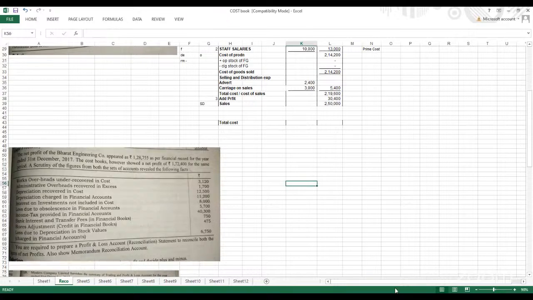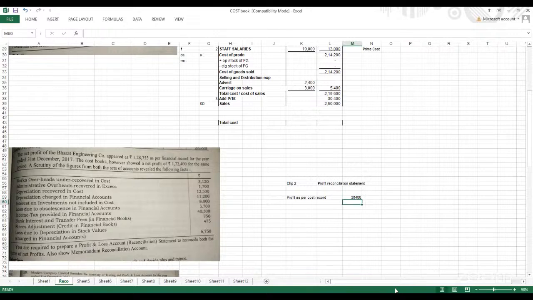Now this will be the next chapter, chapter number 2, profit reconciliation statement. As we prepared the cost sheet in the above sum, that was the profit as per cost records. How much profit did we get? 30,400, in the previous sum we just solved.